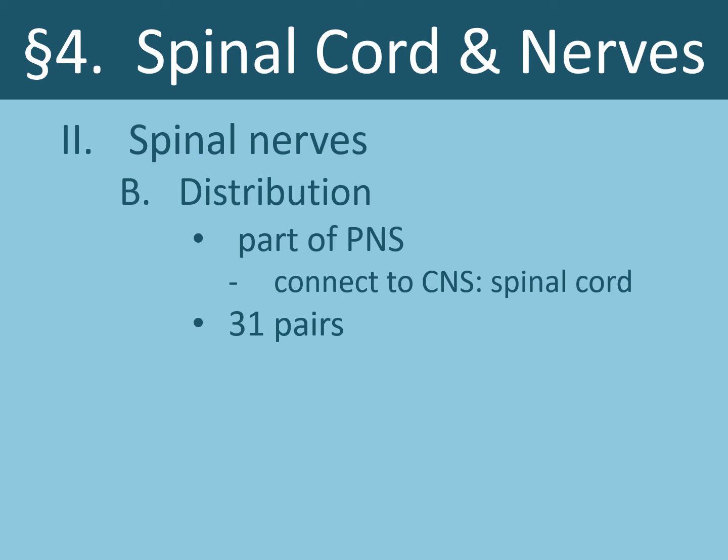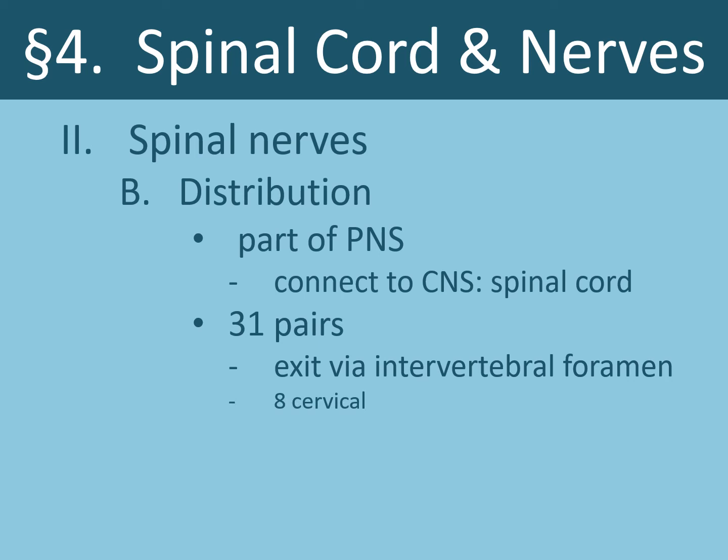There are 31 pairs of spinal nerves, 31 on the left, 31 on the right, for a total of 62 individual nerves. The spinal nerves exit our vertebral column through holes called intervertebral foramen.